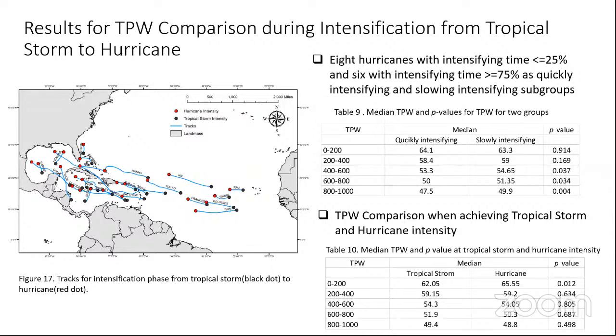And also for the comparison between the tropical storm phase and the hurricane phase, I just compared these two specific times, how the moisture changed. For these two times, only the 0 to 200 kilometer area, so that's the inner core area of the TC, the moisture is significantly different. For the other regions, there's no significant difference. Also, there may be a lag effect associated with this, so I plan to explore more later.